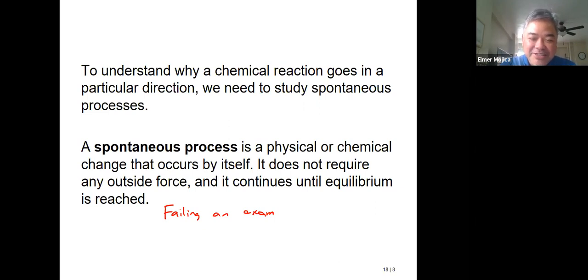When you study, when you read your notes, when you attend your lecture, wherein you are here, not that you just open it and then you went out, and the lecture is already done and you're still logged in, that's an outside intervention. And if it's an outside intervention, then it's not spontaneous. So you don't do anything, you take the exam, you fail, because it happens spontaneously. There's no outside intervention.